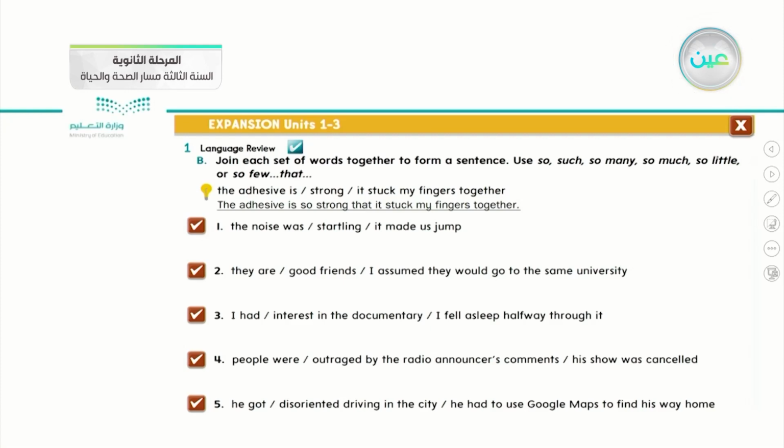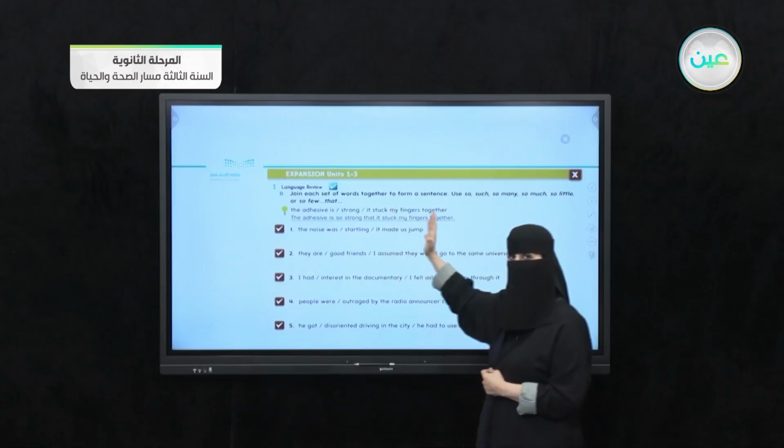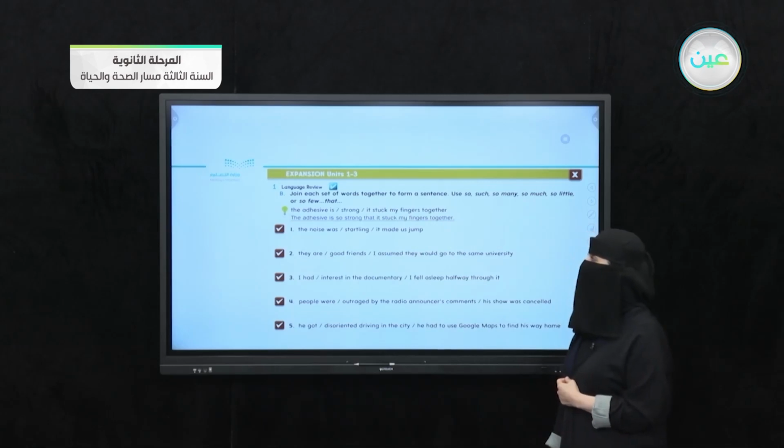Let's see. Number one: the adhesive is strong. It stuck my fingers together. How do they join this sentence? They put so, and they use the conjunction that before the effect of the sentence. So the first part is the cause, and the second part is the effect. Can we apply it to the second, third, or the end of this list? Yes, we can apply it. Let's begin.